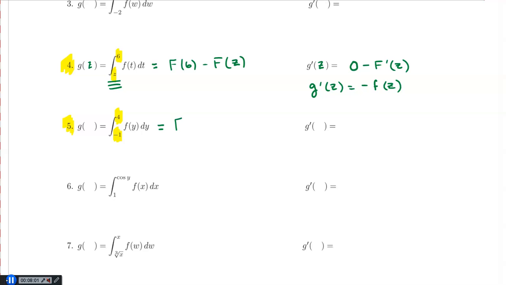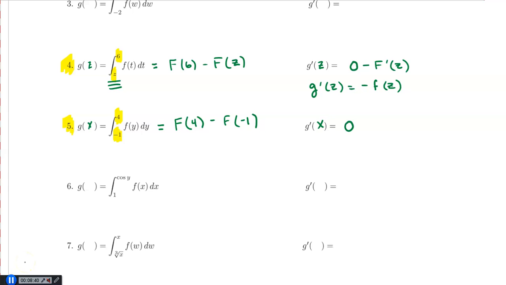So using the evaluation part of the fundamental theorem, capital F of 4 minus capital F of negative 1. And we have no variable in that expression. So this could actually be a function of any variable other than y. So we can put anything we want there. So let's call it x. And taking the derivative of both sides, g prime of x, both of those terms on the other side are constants, so g prime of x is just 0.